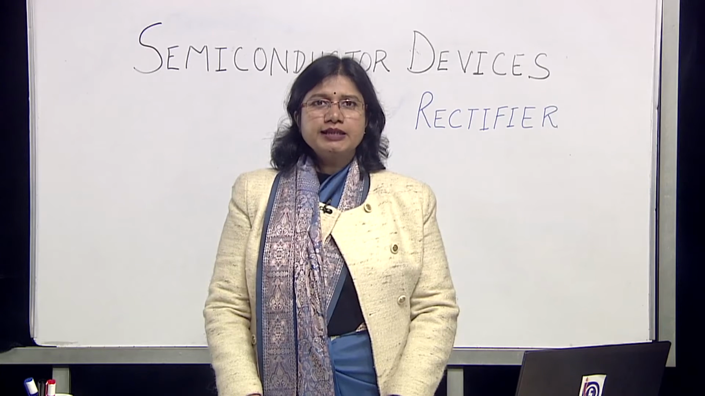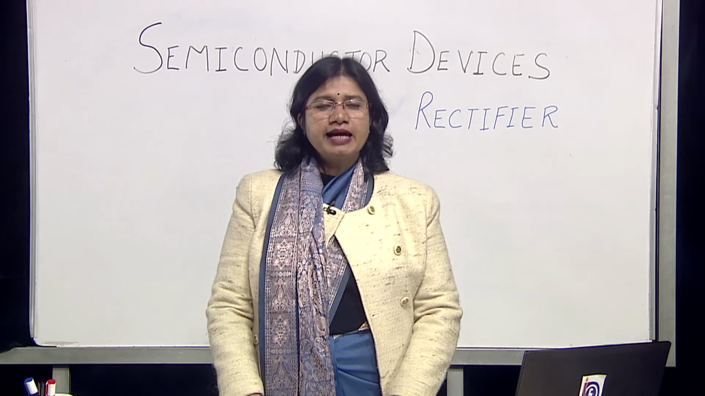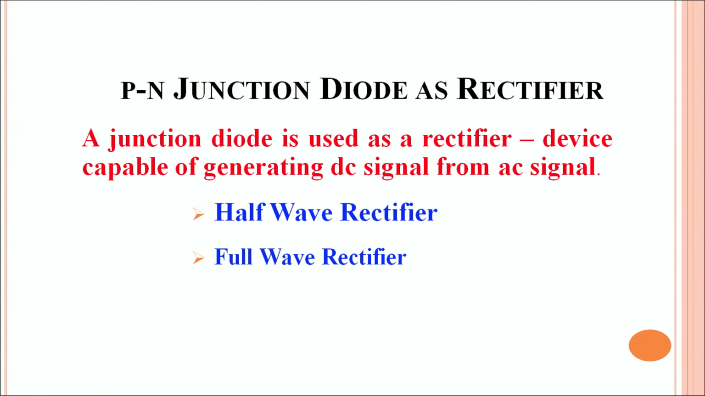A PN junction diode is the simplest possible rectifier. That means a simple junction diode is capable of converting an AC signal into a DC signal. A single PN junction diode can act like a half-wave rectifier, or else we can use a combination of two PN junction diodes as a full-wave rectifier.